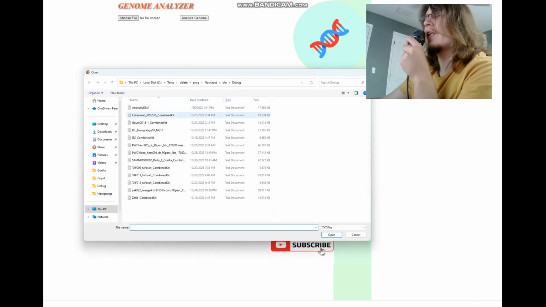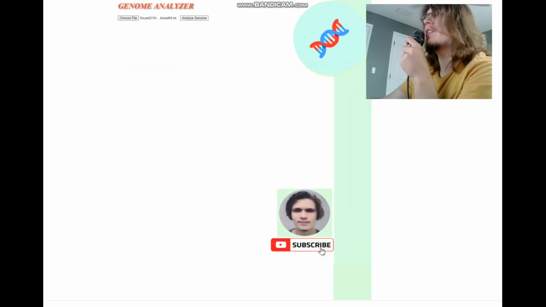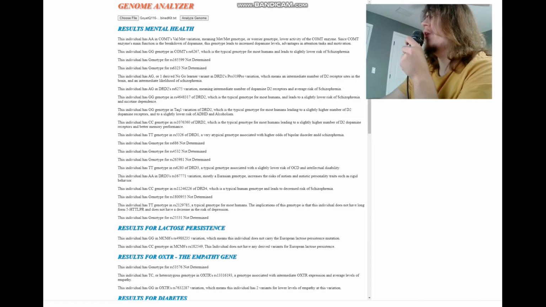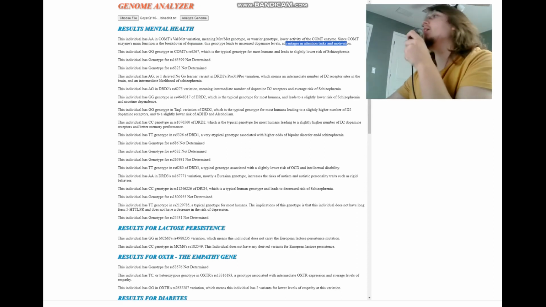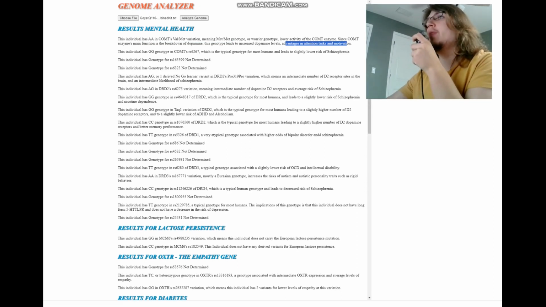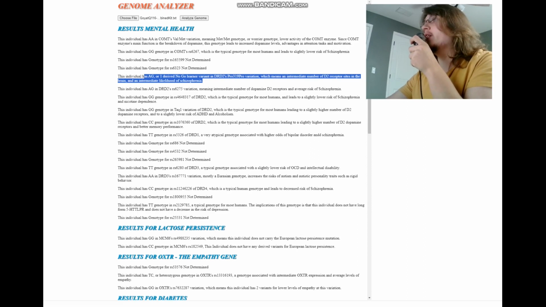We're going to select our GoyetQ116 and analyze their genome with my genome analyzer tool. He's got AA here, which means MetMet genotype. So this individual has the Warrior genotype in COMT, which means more dopamine, increased dopamine levels, advantages in attention tasks and motivation. And this is a very stereotypically European genotype to have. AG here, which means one no-go learner variant in DRD2, which means an intermediate number of D2 dopamine receptor sites in the brain. Once again, a pretty typical European genotype to have.